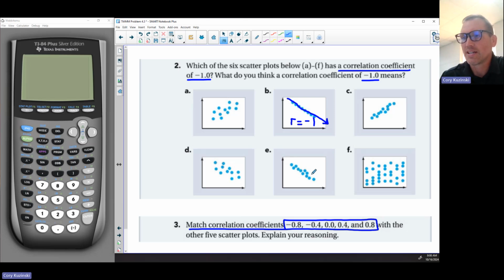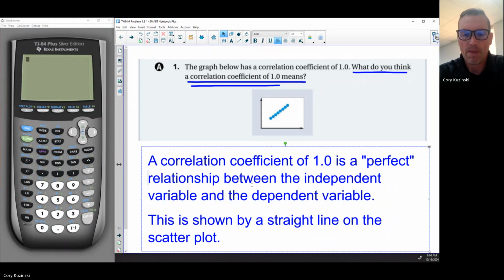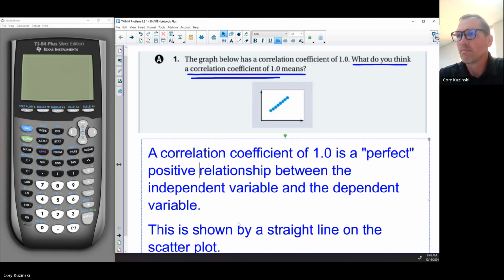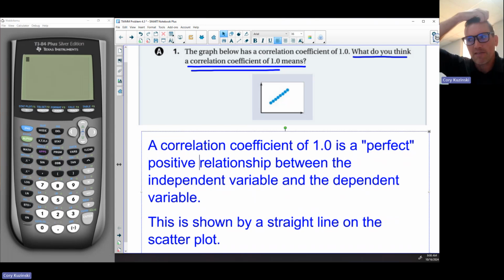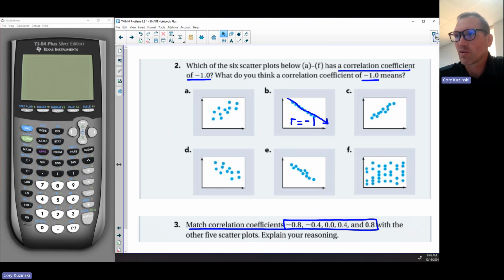So as X increases, Y decreases by the same amount every single time. And maybe we should write that in here on a definition of positive one. A correlation, the perfect positive relationship between the independent variable and the dependent variable. Okay, so this one's a perfect negative correlation. So let's look at some of the other ones.